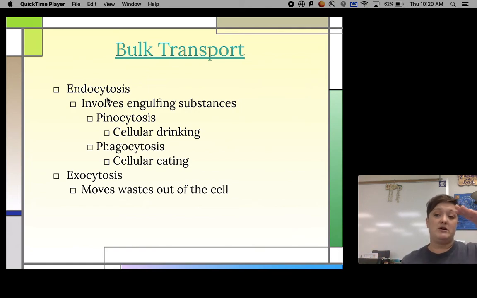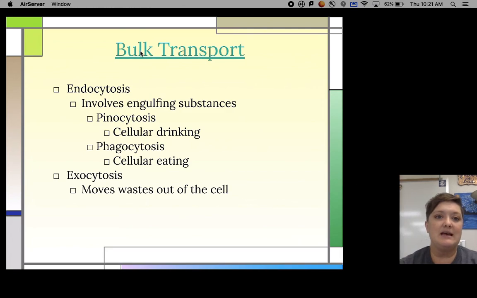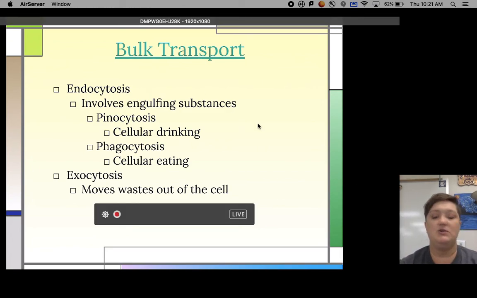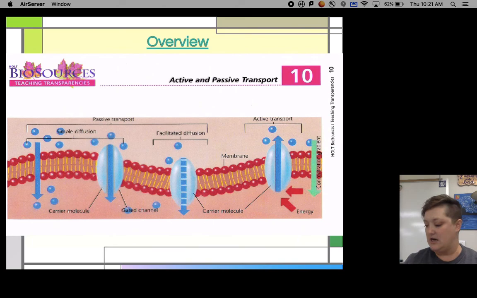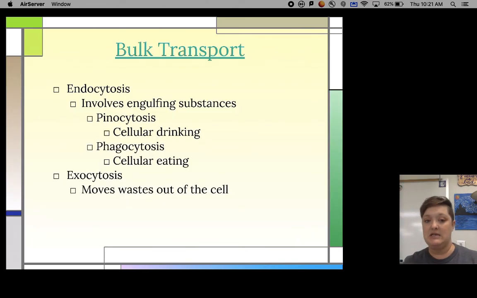Exocytosis is just the reverse, where I've got a little vesicle that comes up and merges with the membrane and kicks that stuff out of the cell. So that's exocytosis, and it's using a lot of energy to make that happen because of those changes in my membrane. All right, and that's it.